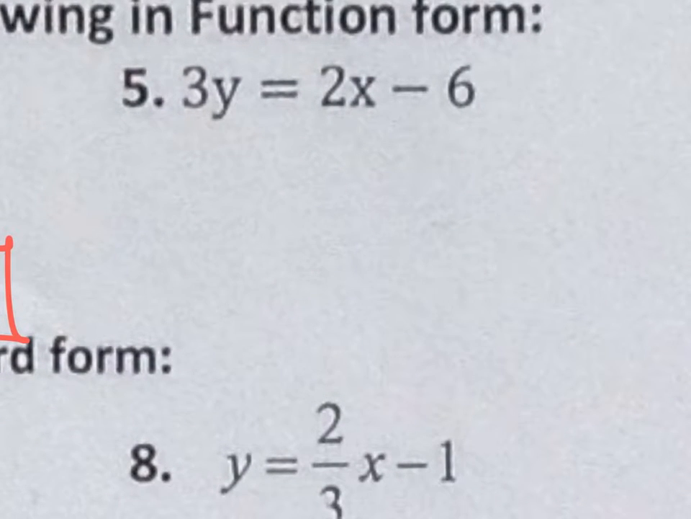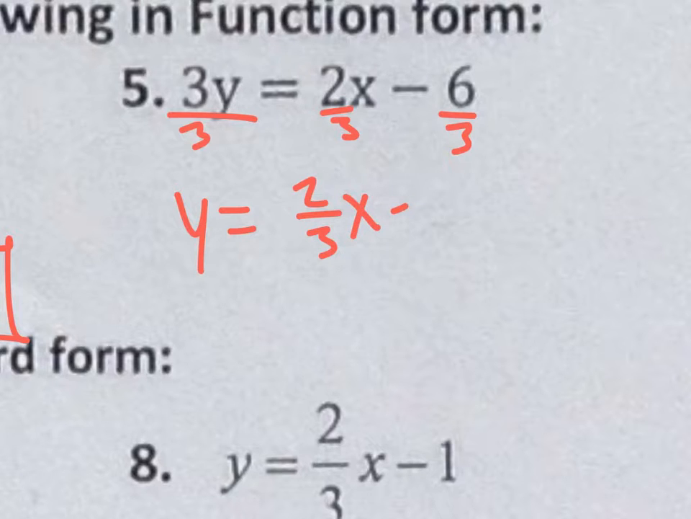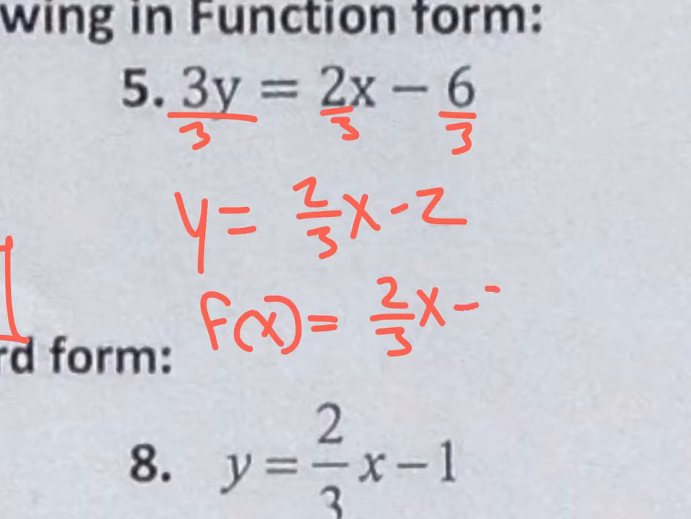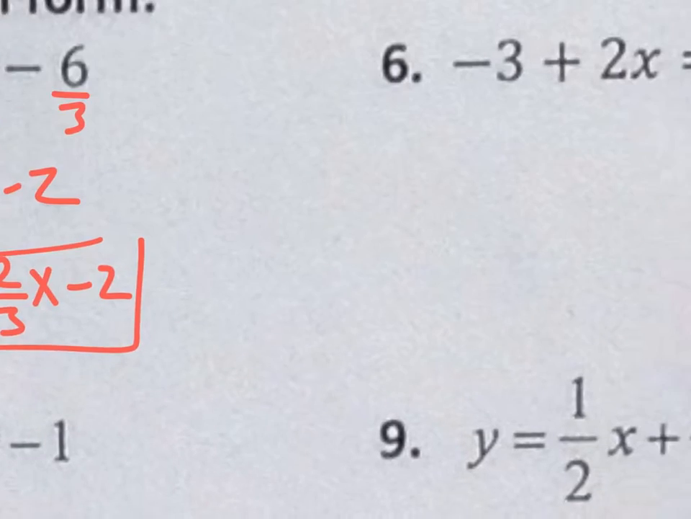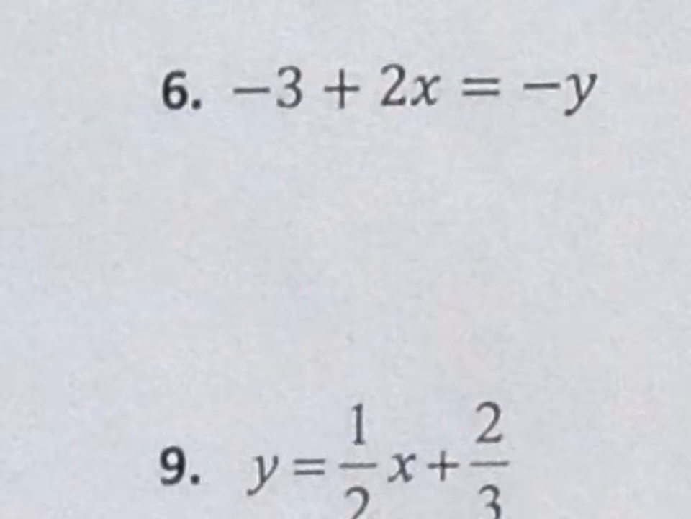Okay? So number 5, what do we do? We simply divide by 3, divide by 3, divide by 3. Y equals 2/3 x minus 2. Of course, you could write it as f of x equals 2/3 x minus 2. And that's your function form right there. Number 6, it was so easy that some people got confused.